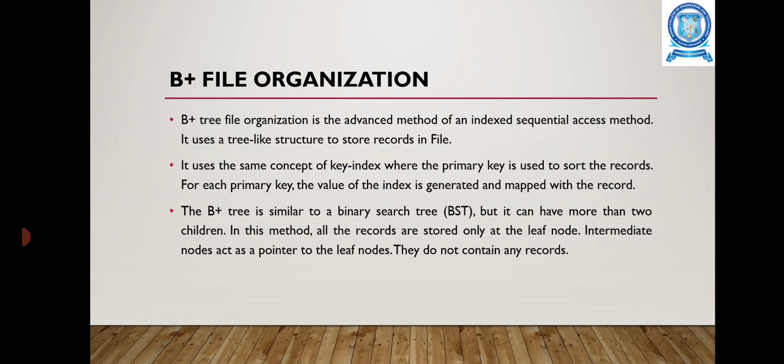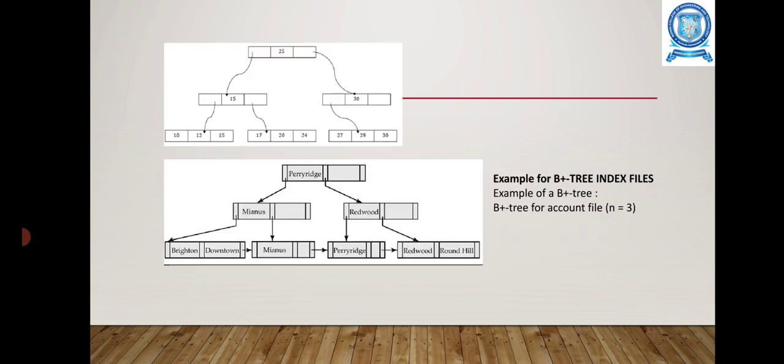The B+ tree is similar to the binary search tree, but it can have more than two children. In this method, all the records are stored only at the leaf nodes. Intermediate nodes act as pointers to the leaf nodes. They do not contain any records. This is the structure of the B+ tree, with node level n equal to 3.